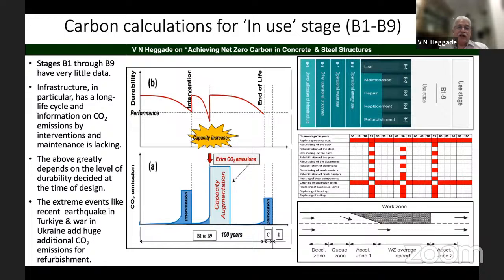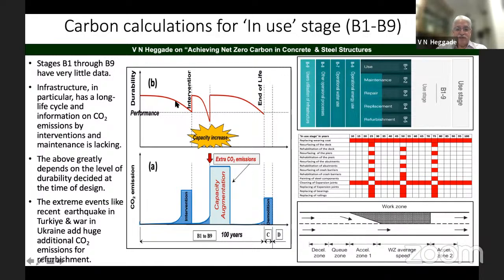How do we calculate carbon dioxide in the in-use stage? As I said, if the facility is designed for 100 years, we'll have to maintain it, right? And the maintenance regime has to be defined. What we do in the maintenance is replacing the wearing coats, resurfacing the deck. Similarly, for the building sector also, we can have a maintenance regime. All this will end up with carbon dioxide emission.